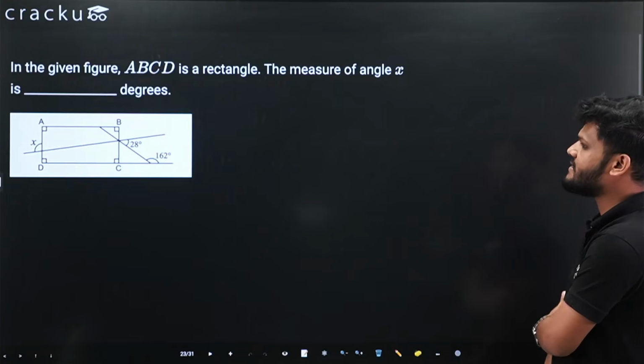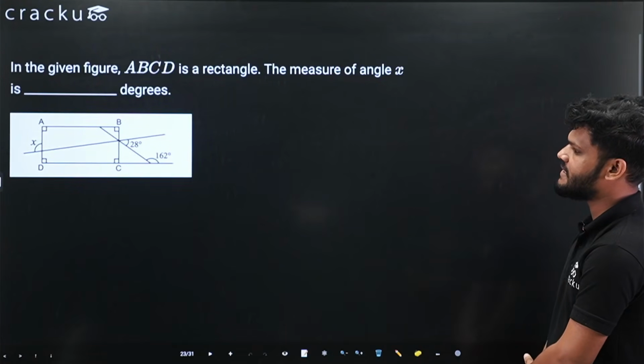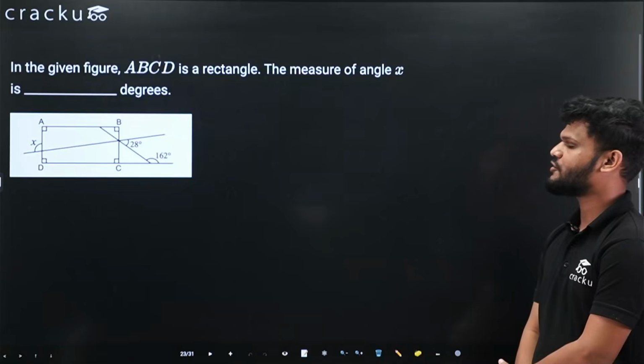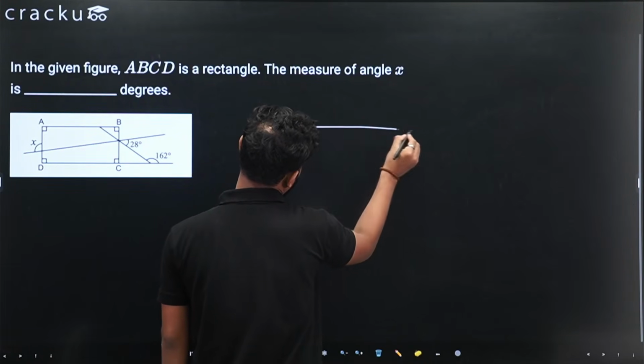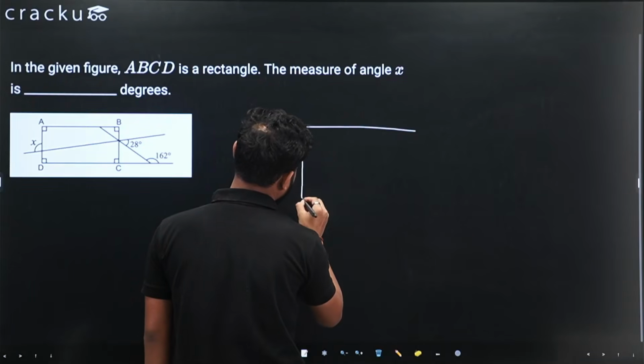In this question we are asked, in the given figure, ABCD is a rectangle and we need to find the measure of angle x. So let us first draw the diagram. We will draw the diagram first.